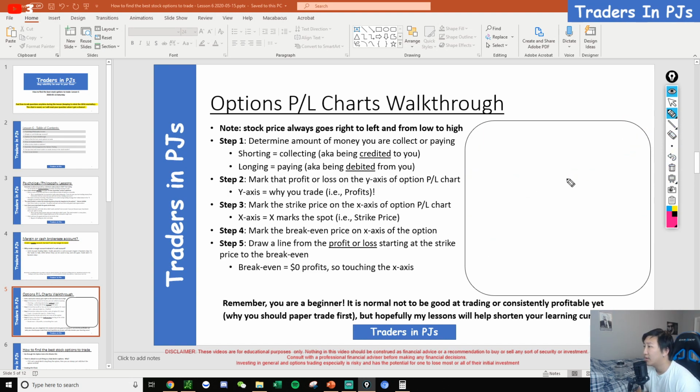Now let's do selling a call option. So let's do it again. The y-axis is profit. The x-axis is the strike price.